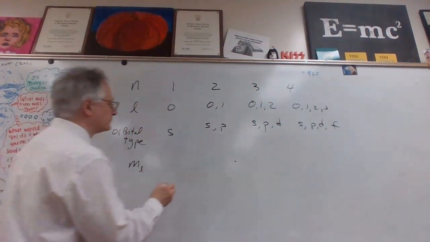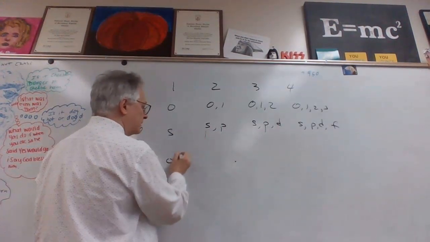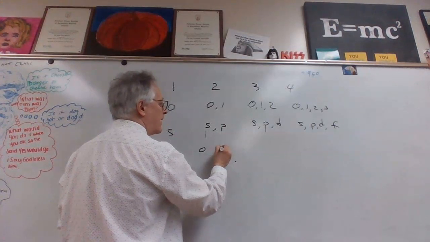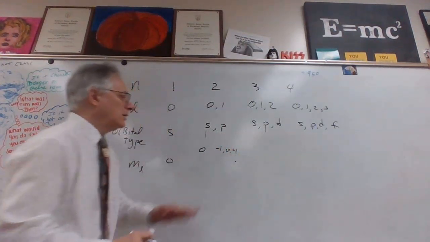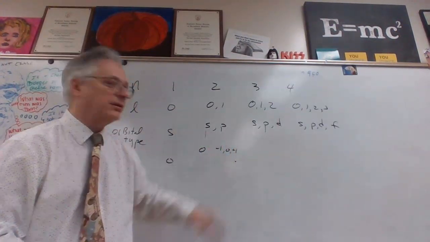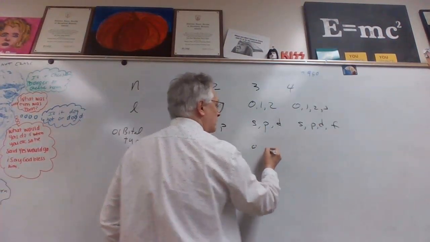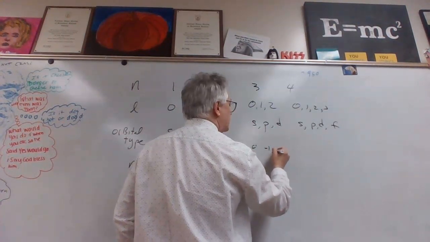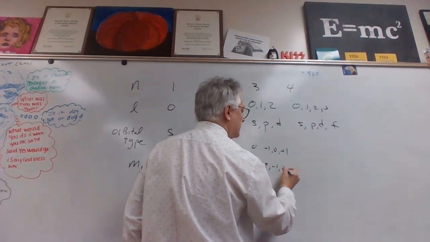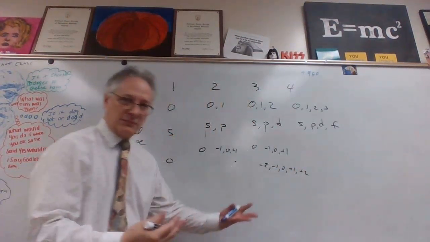m sub L values. For an s orbital, you only have 1, which is 0. And then over here we have the m sub L values for p: -1, 0, and +1. These are just designations that we're going to use. Don't worry about the significance of the -1, 0, and +1. Those are just labels for them. Again, s orbital 0, the p orbitals -1, 0, +1, and for the d orbitals -2, -1, 0, +1, and +2.